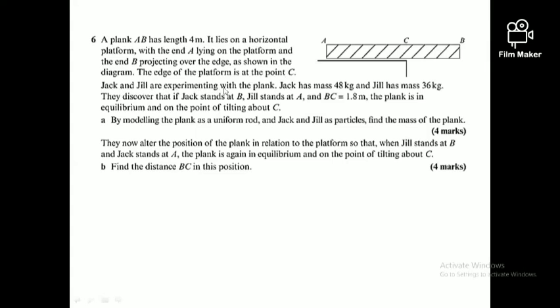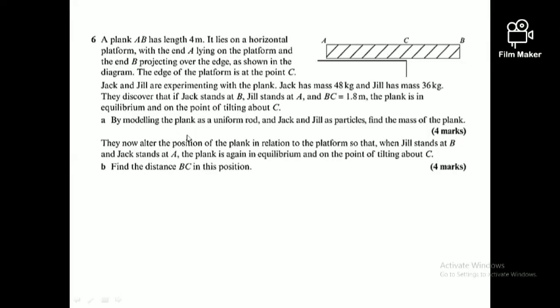Jack and Jill are experimenting with the plank. Jack has a mass of 48, therefore weight is 48g. Jill has a mass of 36, that means weight is 36g. They discovered that if Jack stands at B, that means from here it's 48g, and Jill stands at A, from here 36g. BC is 1.8 meters, so the total length is 4. The plank is in equilibrium on the point of tilting about C. That means it's balancing over here, right?